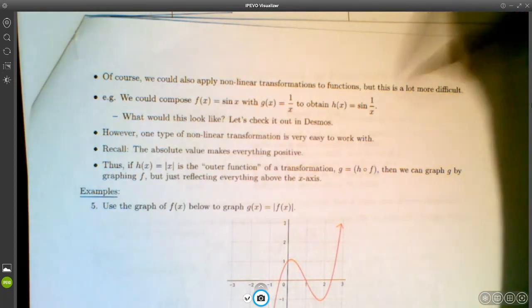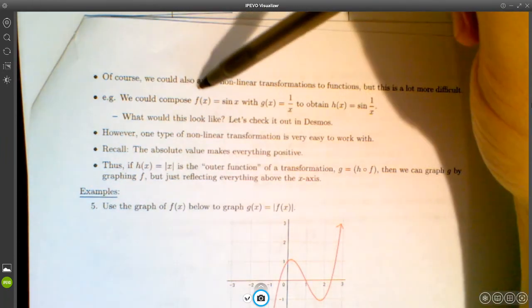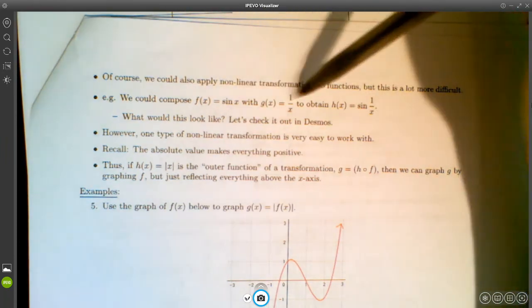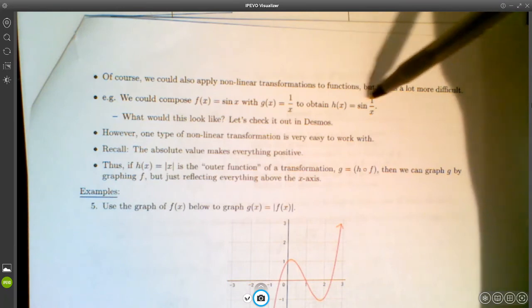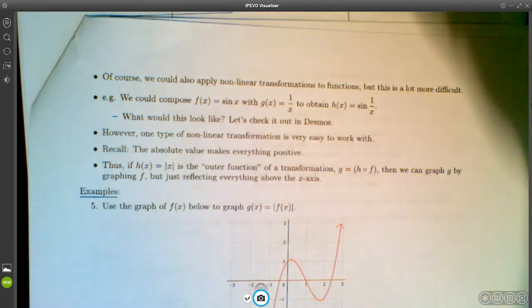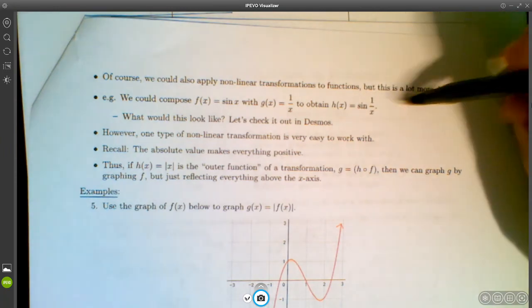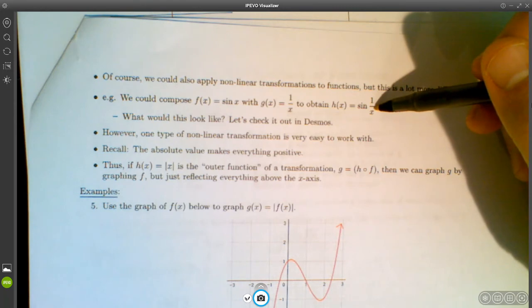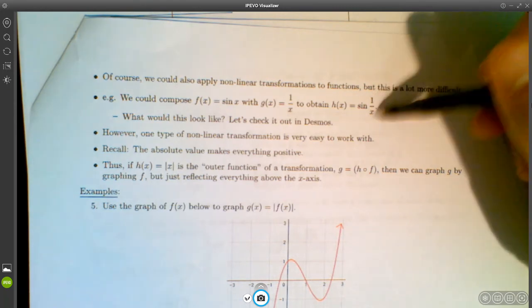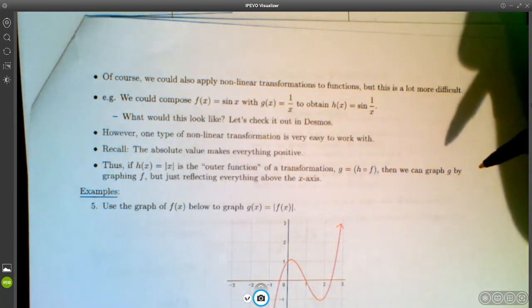It's a lot more difficult to do this, but it's useful to kind of think things through a little bit. Like we could compose f of x equals sine x with g of x equals 1 over x to obtain h of x equals sine of 1 over x. Now what would this thing look like? Well, remember that sine alternates between -1 and +1. As x gets larger and larger, 1 over x gets smaller and smaller, so it gets closer and closer and closer to 0.